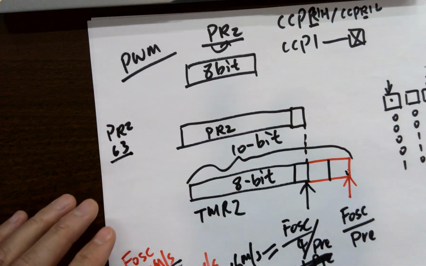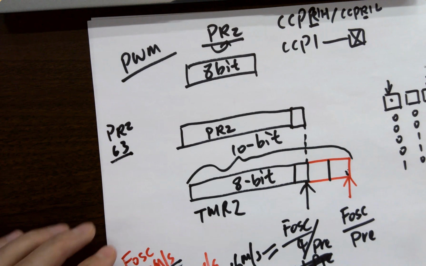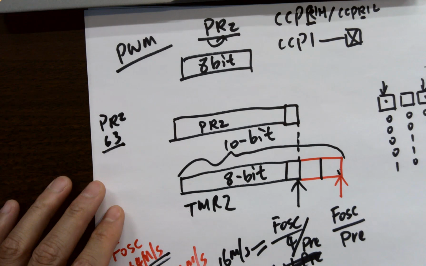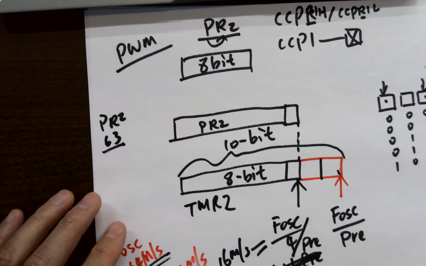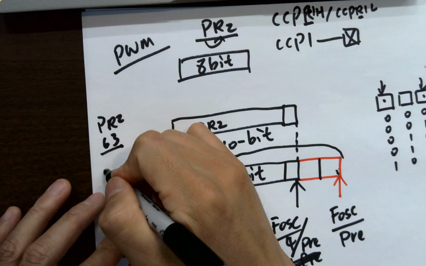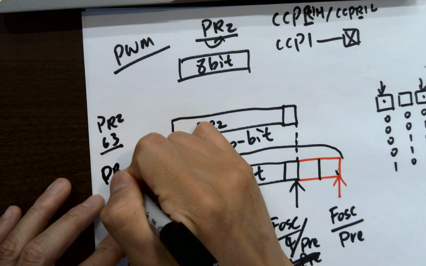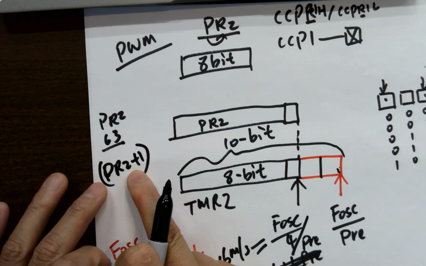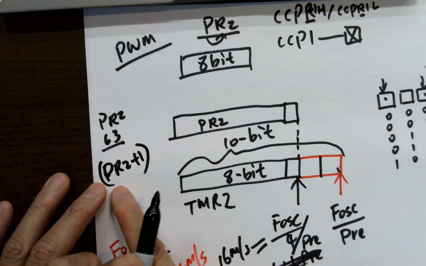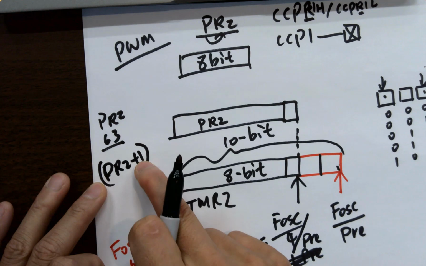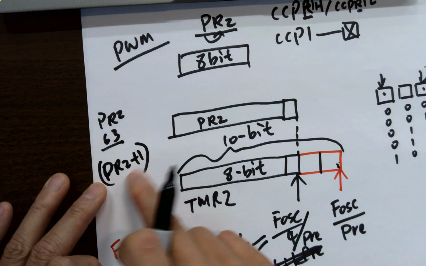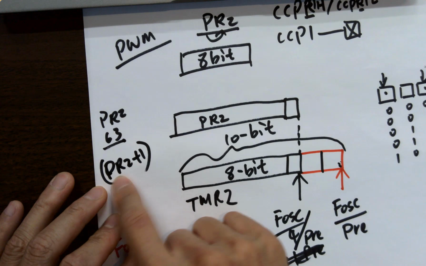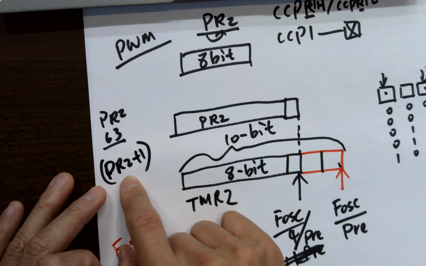63 counts. However, in the data sheet, it's plus 1. It's okay, but it's not a big change. So it's PR2 plus 1, and that's the counts, right? Don't worry about the plus 1. I don't know why, but let's just use PR2 plus 1 for now, okay? It's not a big change. So let's just assume it's this many counts.